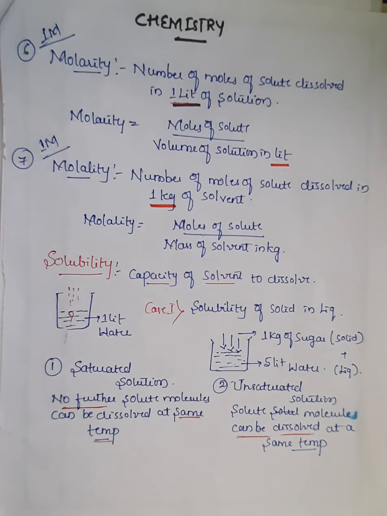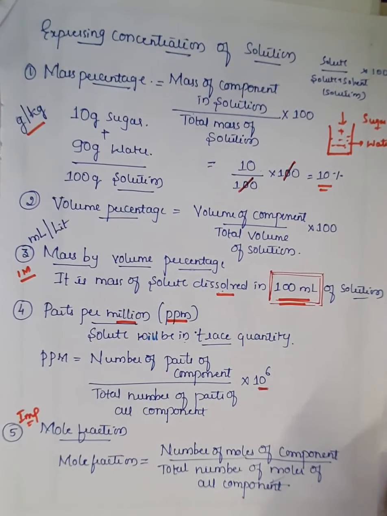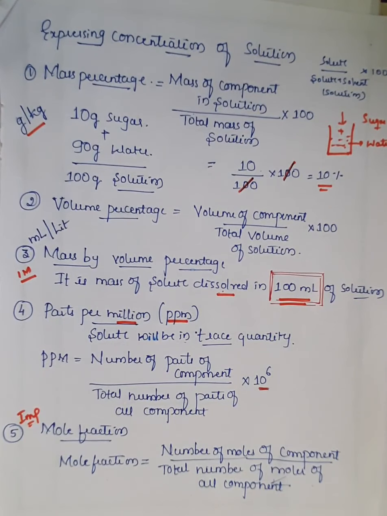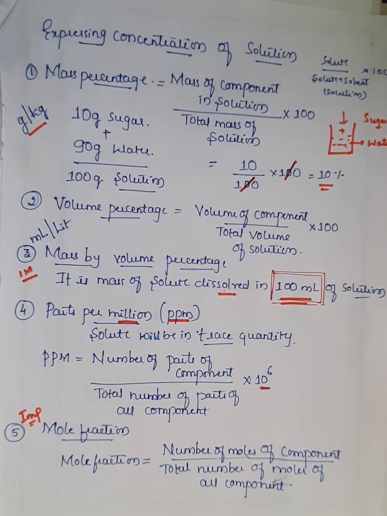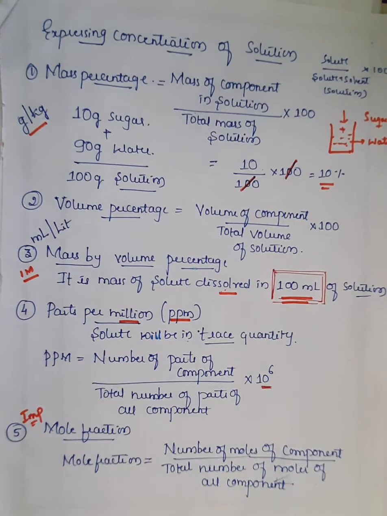So once again, let's see the important terms for expressing the concentration of a solution. The first one was mass percentage, the second was volume percentage, the third was mass by volume percentage, the fourth is parts per million, and the fifth is mole fraction. We also know how to calculate the mole fraction when there are more than two components, and the summation we have also seen. The sixth one is molarity, and the seventh one is molality. In these different ways, we can express the concentration of solutions.